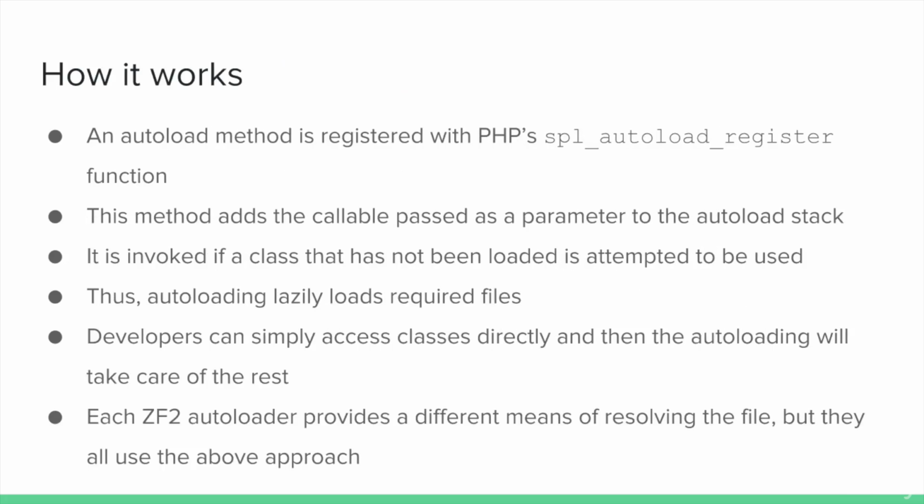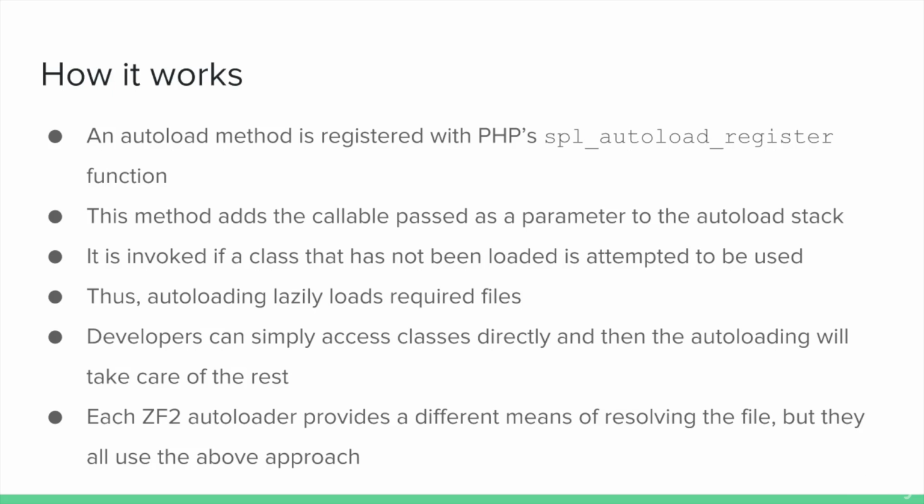So how this works is that an autoload method is registered with PHP's spl_autoload_register function, and this function is invoked whenever we try to use a class that has not been loaded yet. This method adds the callable path as a parameter to the autoload stack. This means that autoloading will actually lazily load the required files.